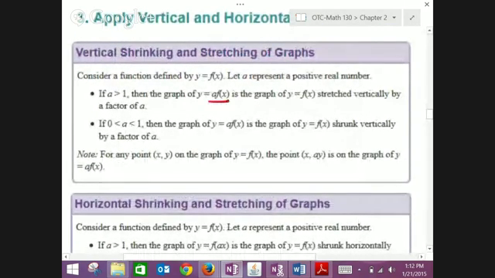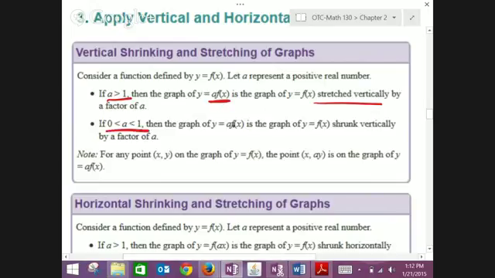If I take a times f of x, if a is greater than 1, it's exactly what I expected to do, and it's stretching it. 3 times the function, right? Y equals 3 times the function. If my y went from minus 1 to 1, all of a sudden it's going to go from minus 3 to 3, stretching it in the y direction.